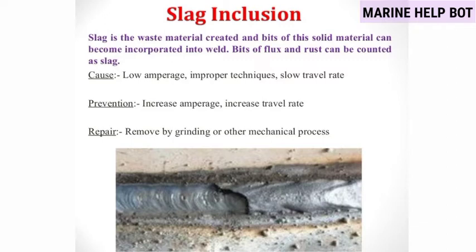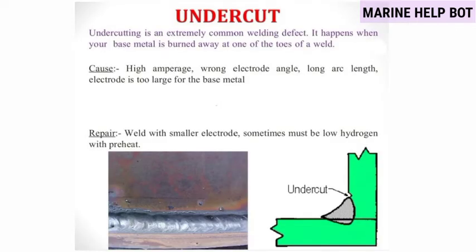Now moving towards our second defect, undercut. Undercutting is an extremely common welding defect. It happens when your base metal is burned away at one of the toes of a weld. So as in the figure you can see that a portion of the base metal melted away. So this comes under the undercut defect. It is caused due to high amperage, wrong electrode angle, long arc length, or an electrode that is too large for the base metal. Whatever I am telling you, I have taken from a manual of a training institute.